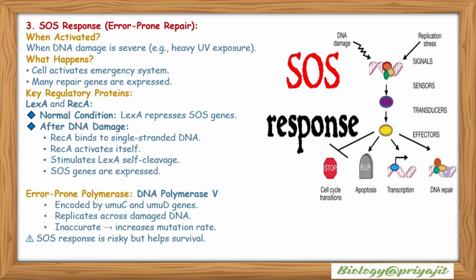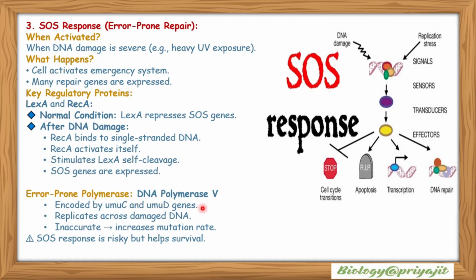SOS response, or error-prone repair system, is activated when DNA damage is severe, like heavy UV exposure. What happens? The cell activates an emergency system. Many repair genes are expressed at that time. Key regulatory proteins involved are LexA and RecA. In normal conditions, LexA represses SOS genes, but after DNA damage, RecA binds to single-stranded DNA. RecA activates itself. It stimulates LexA self-cleavage, and SOS genes are expressed.